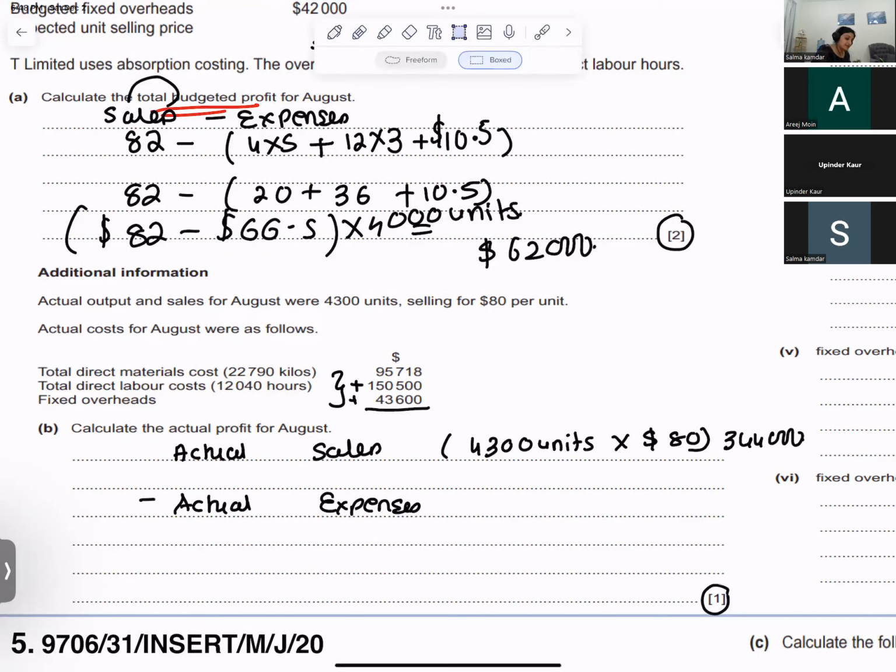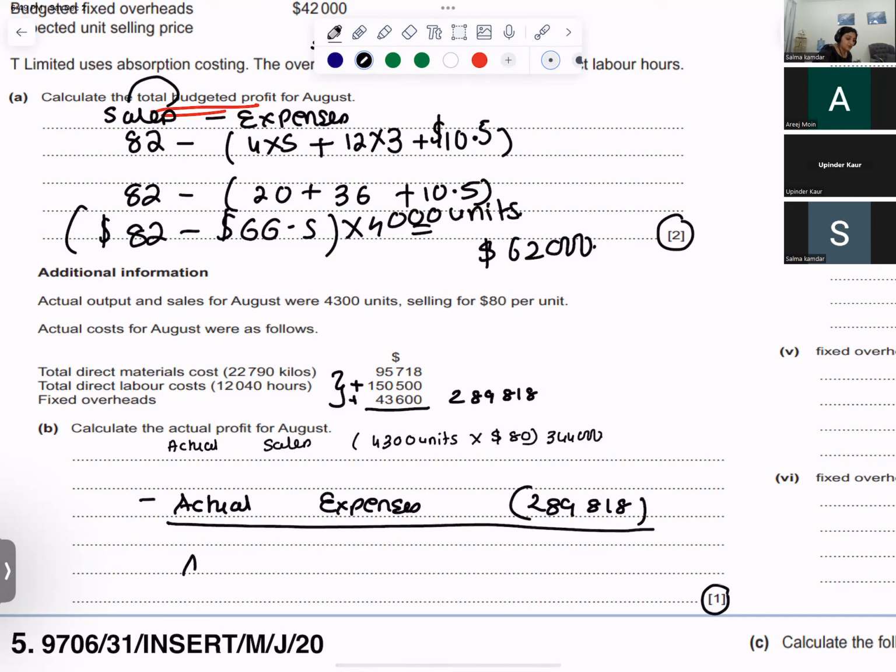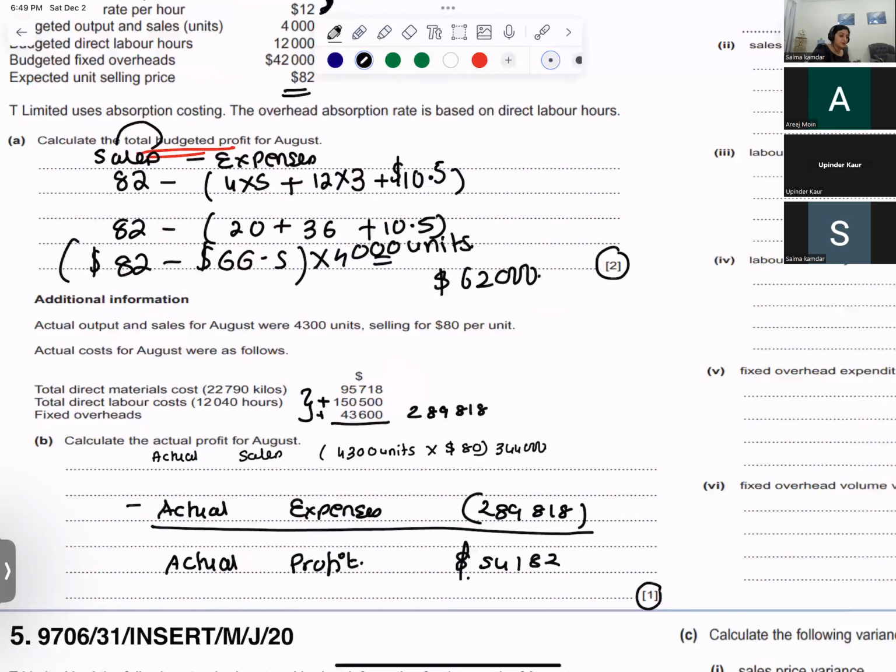What will be my actual expenses? You can just do the addition in your question, add all of these three. 95,718 plus 150,500 plus 43,600. This is 289,818. So what will be my actual profit? 54,182. It is 1 mark, so you don't need to put all the things together.